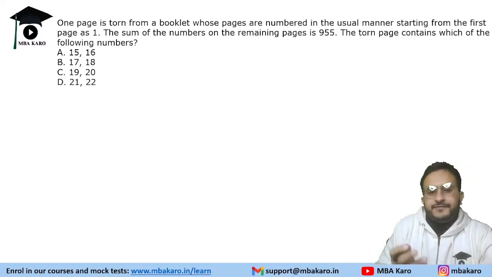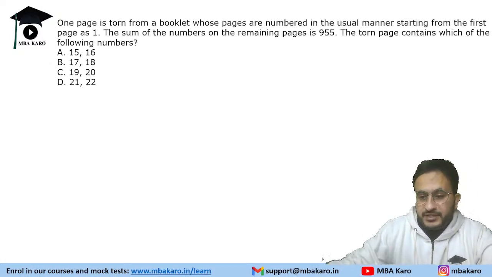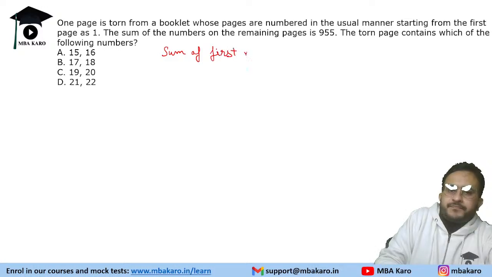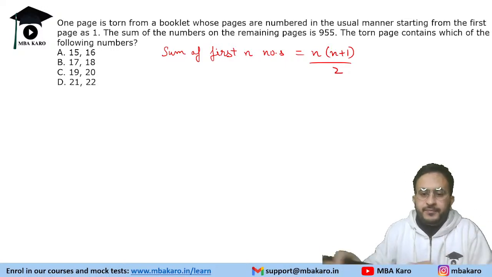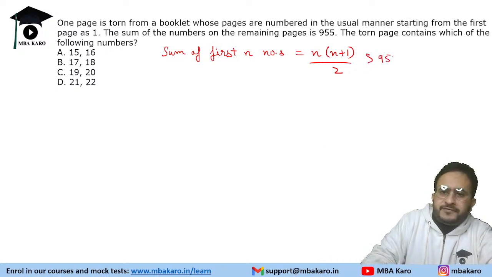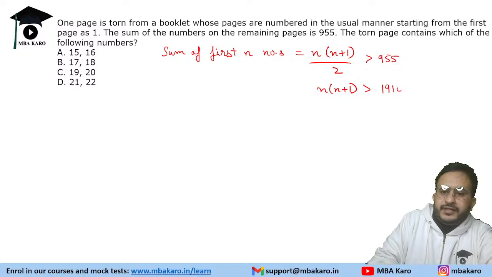So whenever we have a question of this kind, we need to first find the sum of page numbers, the actual sum. So the sum of the first n natural numbers is given by n(n+1)/2, right? Now this actual sum will be greater than 955 because 955 is after removing the pages. So it is greater than 955, right? So we can say n(n+1) is greater than 1910.